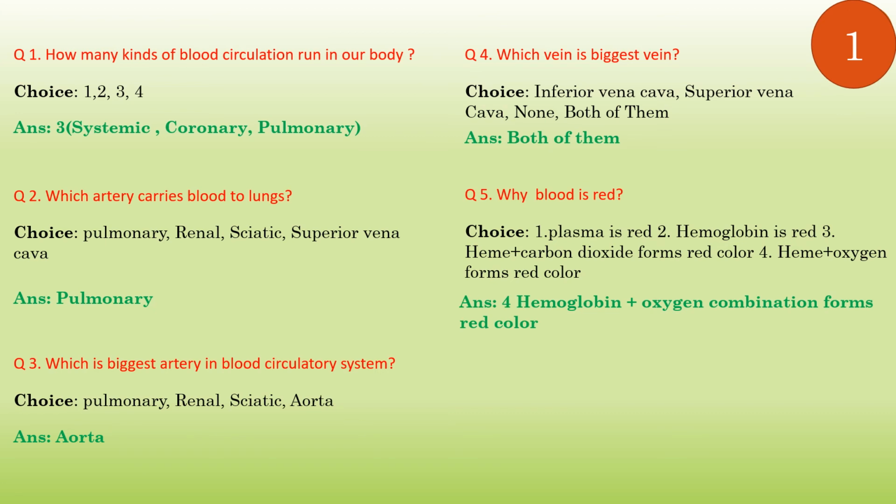Hemoglobin plus oxygen combination forms the red color, and you will find that veins are blue in color, whereas arteries, they are actually red in color inside because of the combined heme plus oxygen color. What is heme?